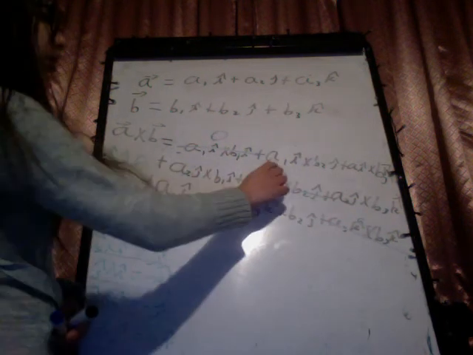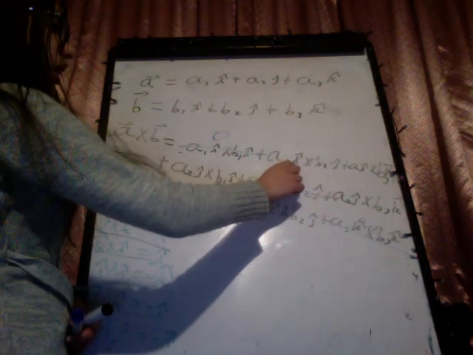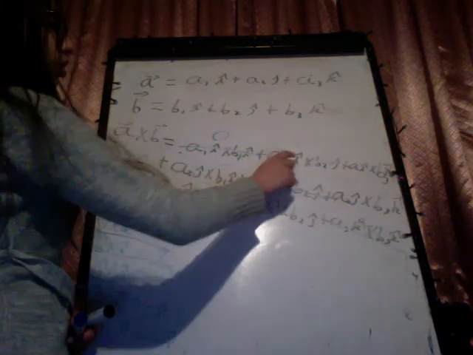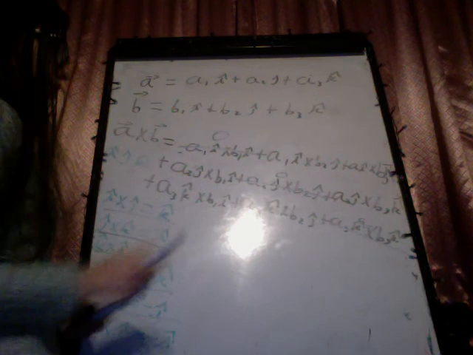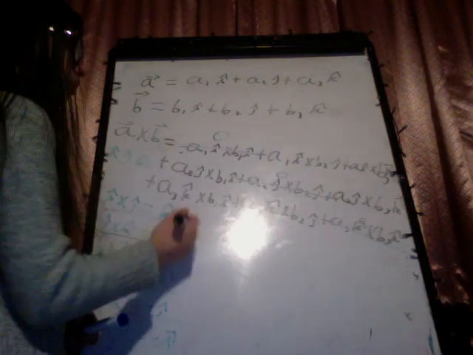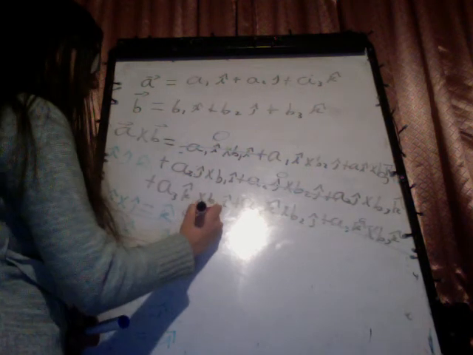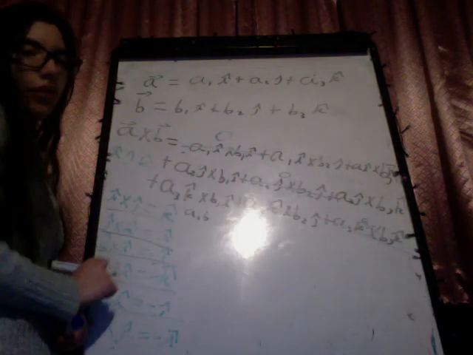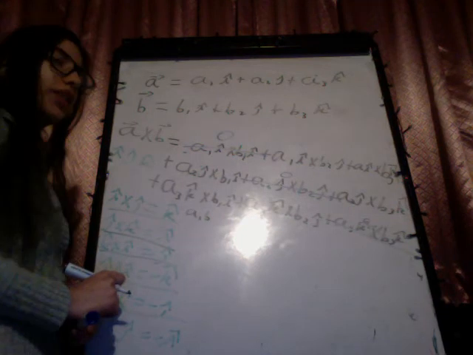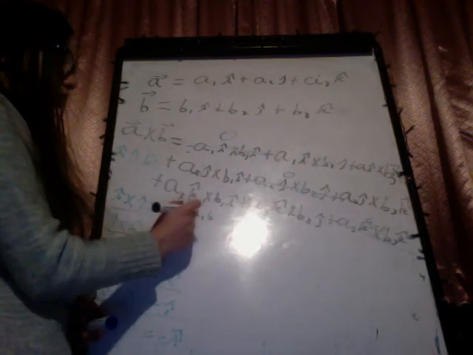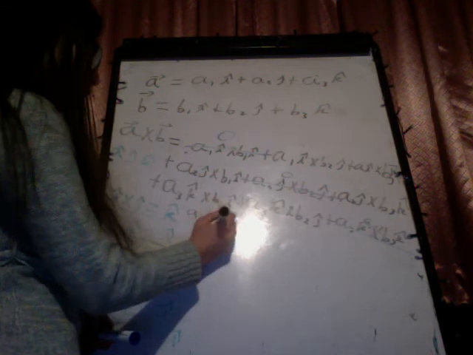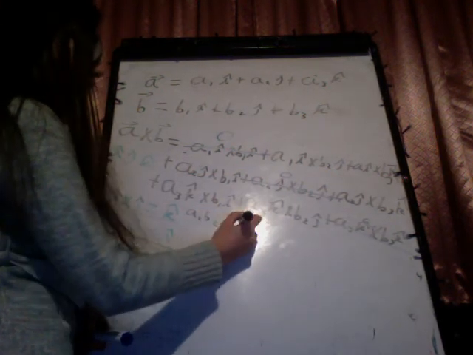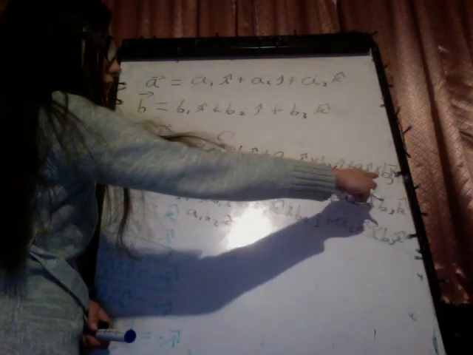Next, you have A1, B2, and I cross J. I cross J is K. So you have the magnitude of A1 times the magnitude of B2. Here the magnitude is just that number because each component is not a vector. We are not talking about tensors; we will talk about this in other videos. So here it would be just A1 B2 K, plus I cross K, which is minus J. Yes, I cross K.